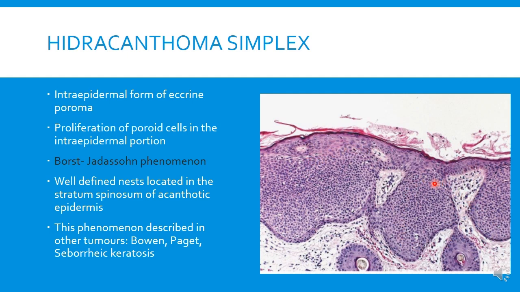These cells do not appear exactly squamoid like the normal cells of epidermis. There is some difference. These cells are somewhat smaller, and the nuclei are darker. So these are the poroid cells, and there is proliferation of poroid cells in the intraepidermal portion. This tumor is an example of the Borst-Jadassohn phenomenon, which is nothing but intraepidermal proliferation of poroid cells, an intraepidermal manifestation of poroid tumors. So there are well-defined nests located in the stratum spinosum of an acanthotic epidermis.